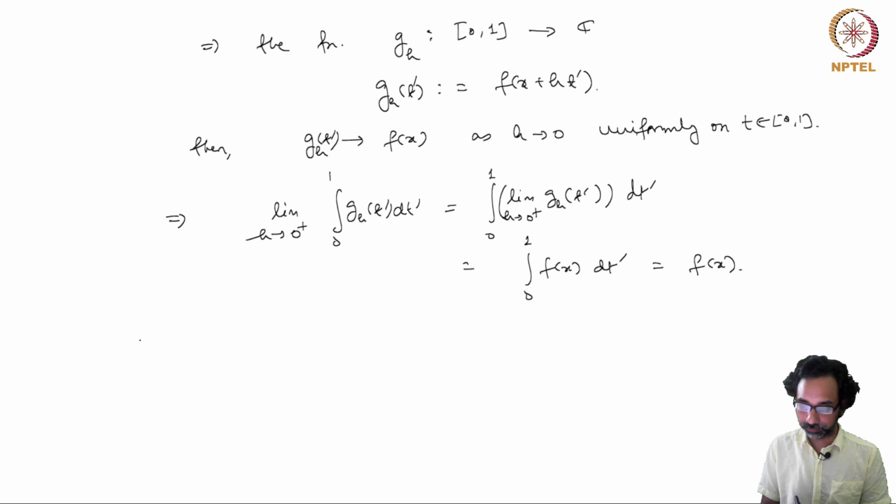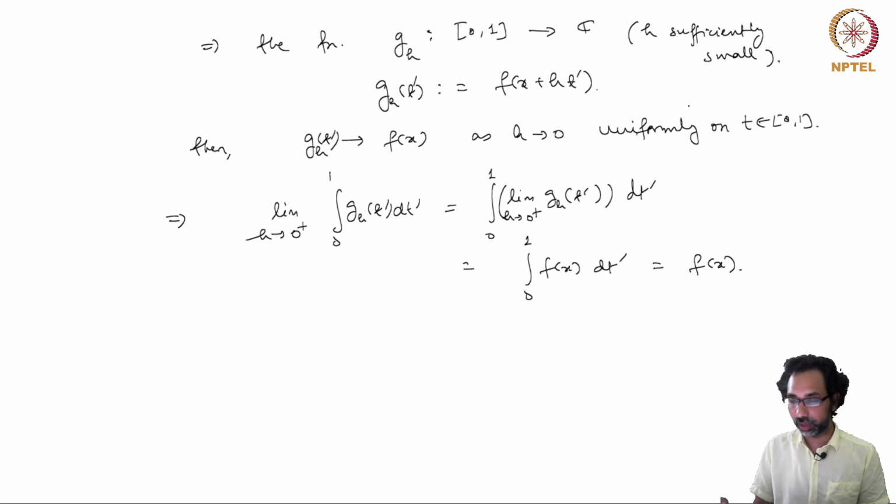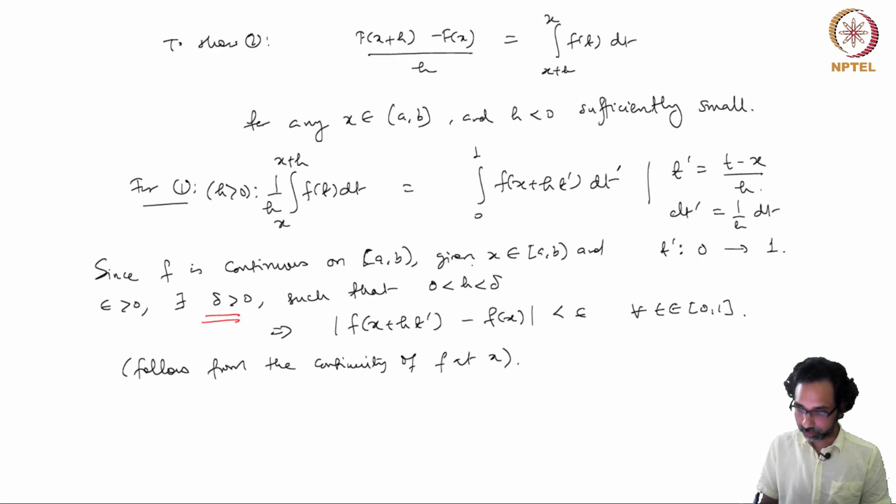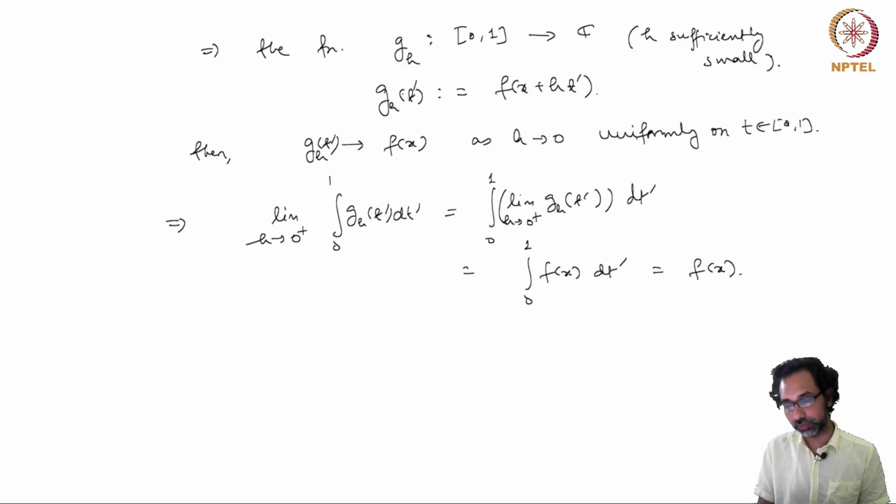And similarly you can prove, so remember that g_h was defined for h sufficiently small and fixing an x in (a,b). So here we have already fixed an x in (a,b) and then chosen our delta and our h, so that you have a uniform convergence of these functions g_h(t') as h tends to 0. They all converge to f(x).